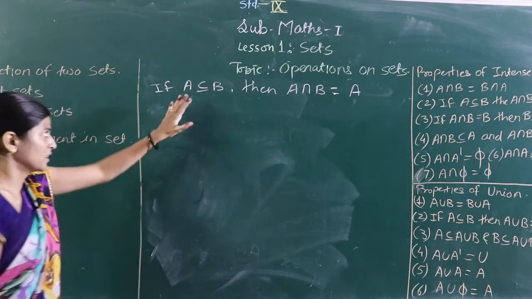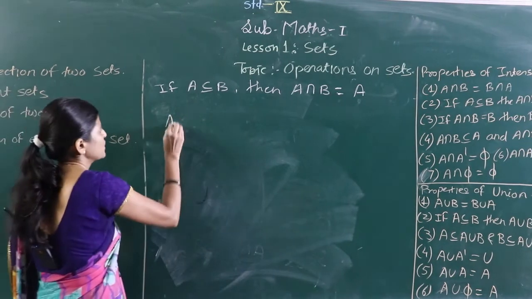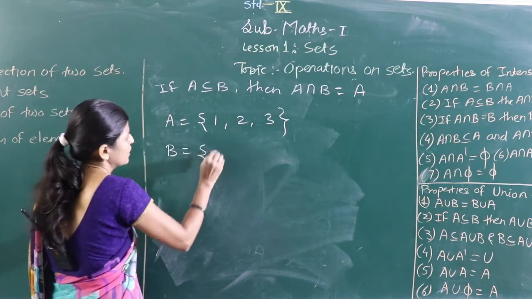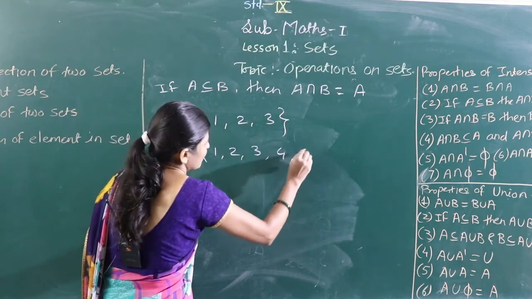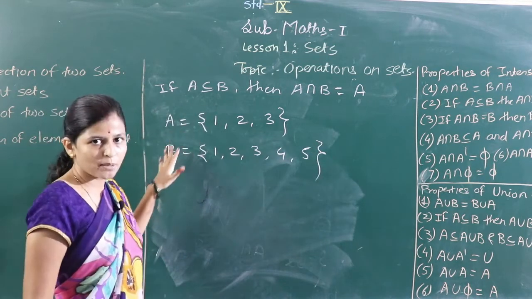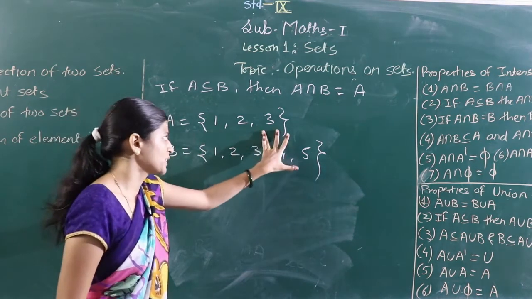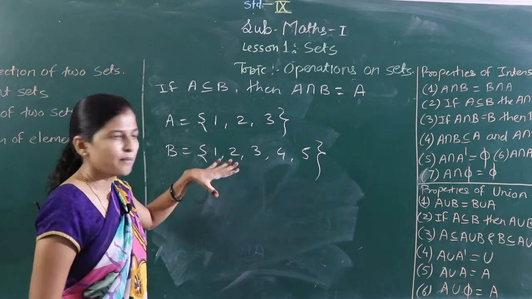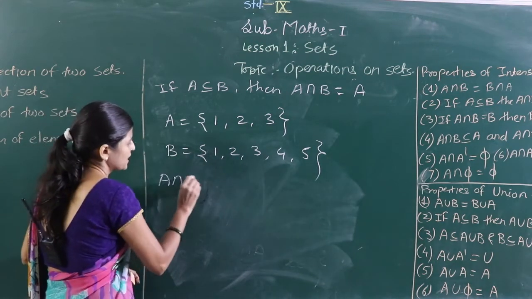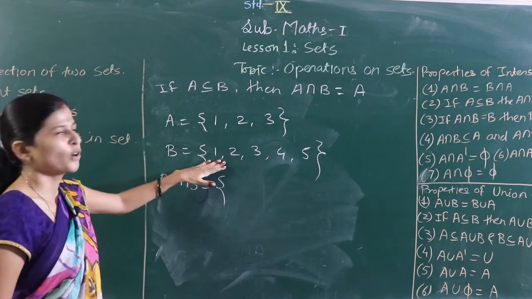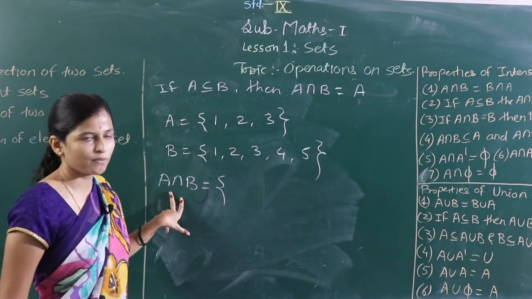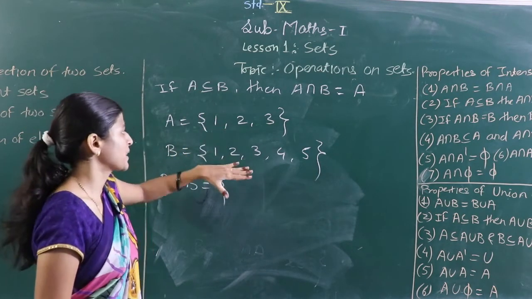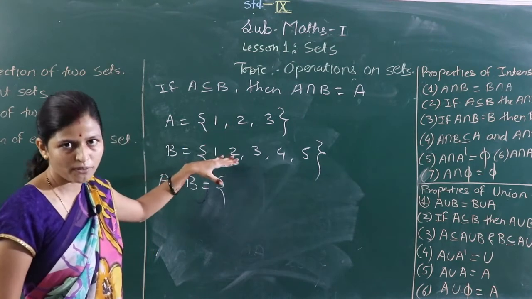We learn this property by taking an example. Suppose A equals 1, 2 and 3 and B is a set of 1, 2, 3, 4 and 5. Because A is a subset of B, all the elements of set A should be present in set B also. That's why all the elements of set A are present in set B. So what is A intersection B here? From the definition of subset, all the elements of set A are present in set B also, therefore A is a subset of B.